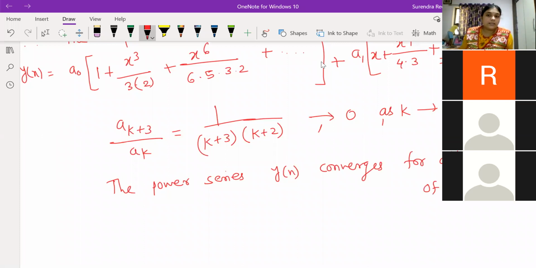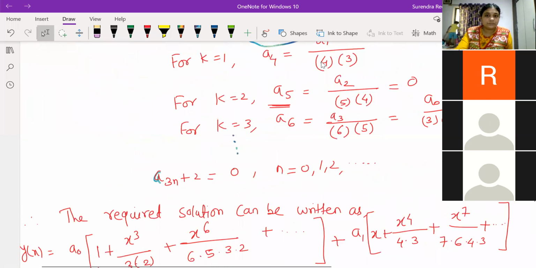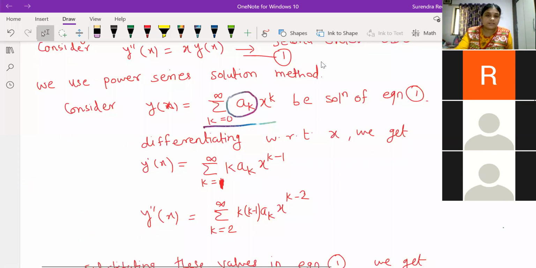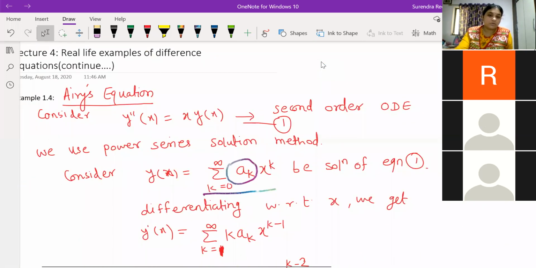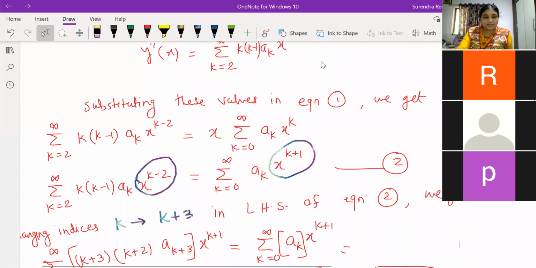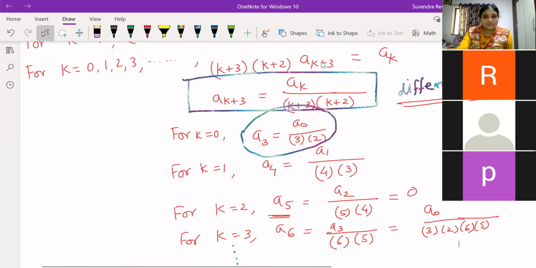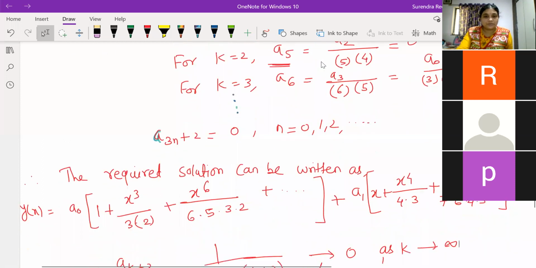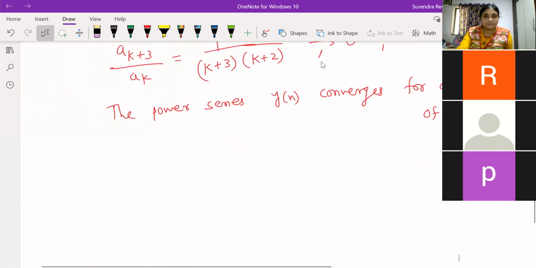Is this clear to everyone, this solution? I will share all the same notes with you, okay? At least one person should reply, whatever question I am asking, so that I will come to know everybody is following.